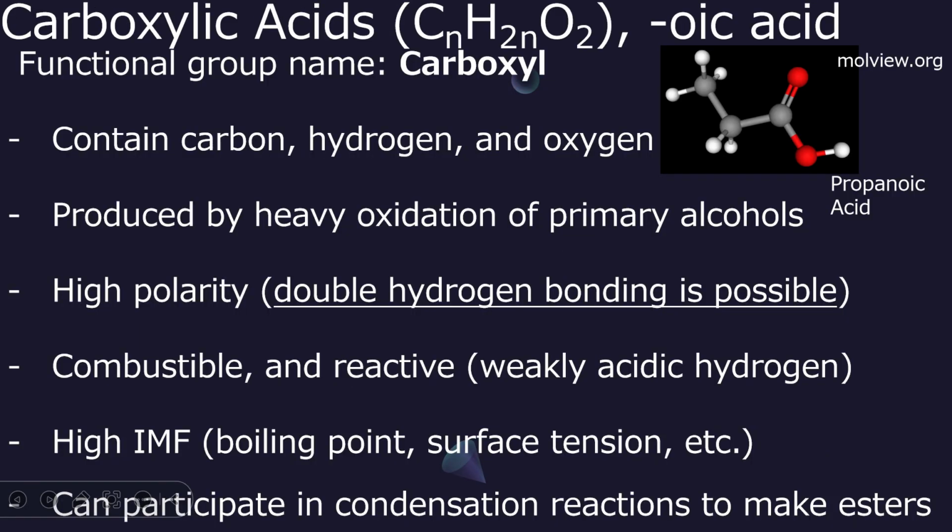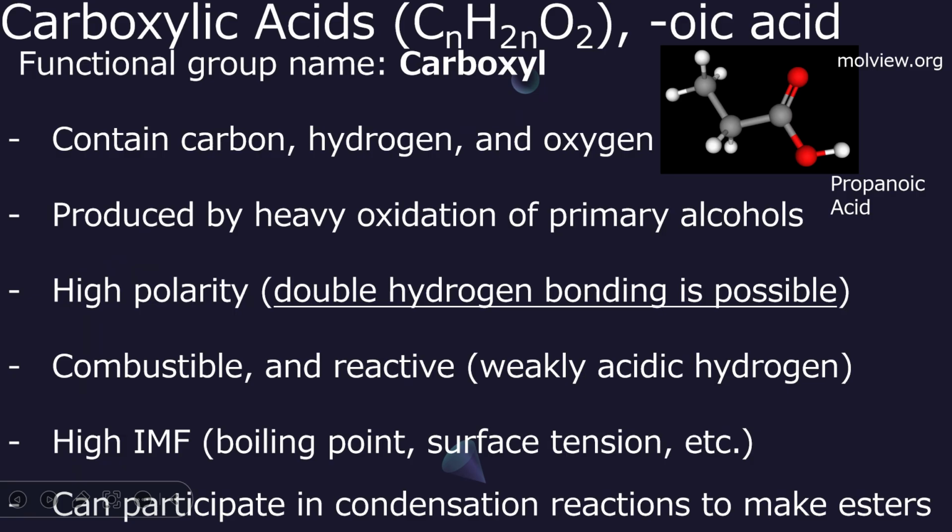All right, carboxylic acids, these are CnH2nO2, suffix -oic acid. So here's an example, propanoic acid, 3-carbon chain, and on the third carbon, C double bond O, and OH also attached. Functional group name of this, carboxyl, carboxyl group. These contain carbon, hydrogen, and oxygen. They're produced by heavy oxidation of primary alcohols.